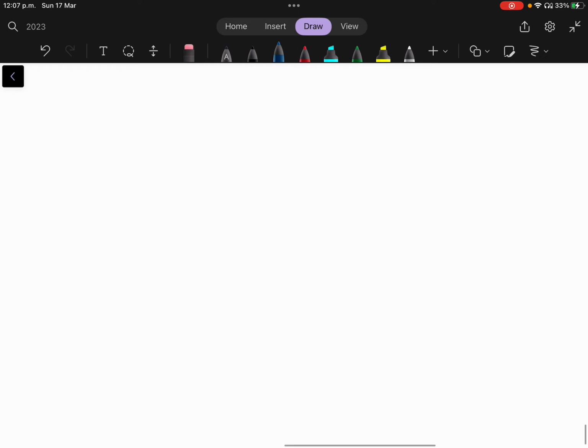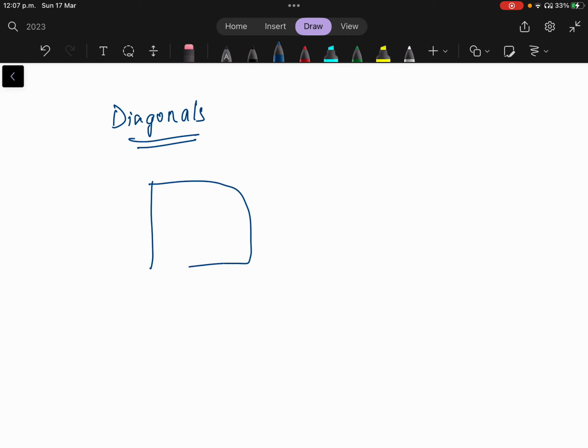Now there's one more thing you have to learn, which is the concept of diagonals. This is rarely asked, but it is important that you learn it. If you have a square and a diagonal going end to end, the diagonals are equal and they bisect each other at right angles. So this is for a square.